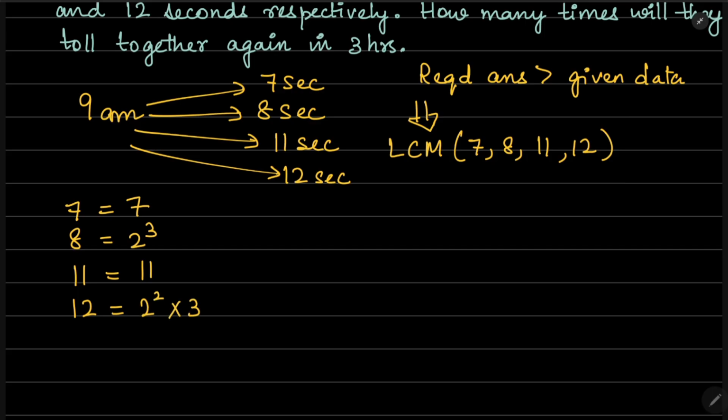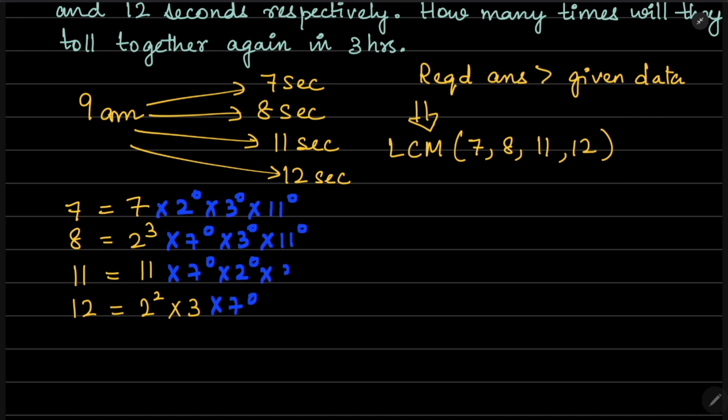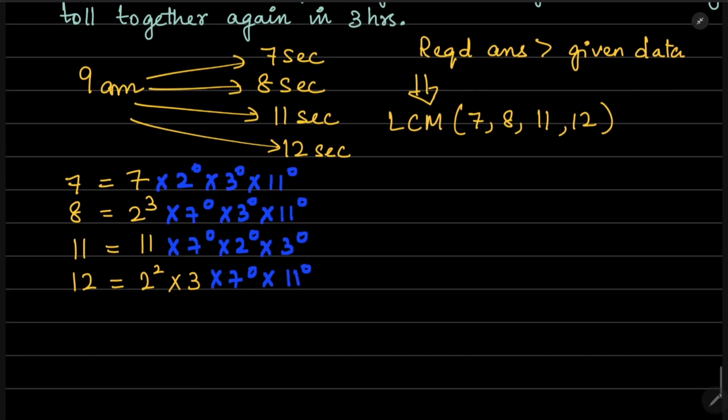Now let us make the powers equal. 7 is not here, so I'll write 7 to the power 0 in those places. Here you don't have a 2 or 3 or 11, so 2 into 3 into 11. Here again I don't have a 3 or 11. Here also I don't have a 2 or a 3. And here I don't have 11. So I've just made the prime factors equal across.